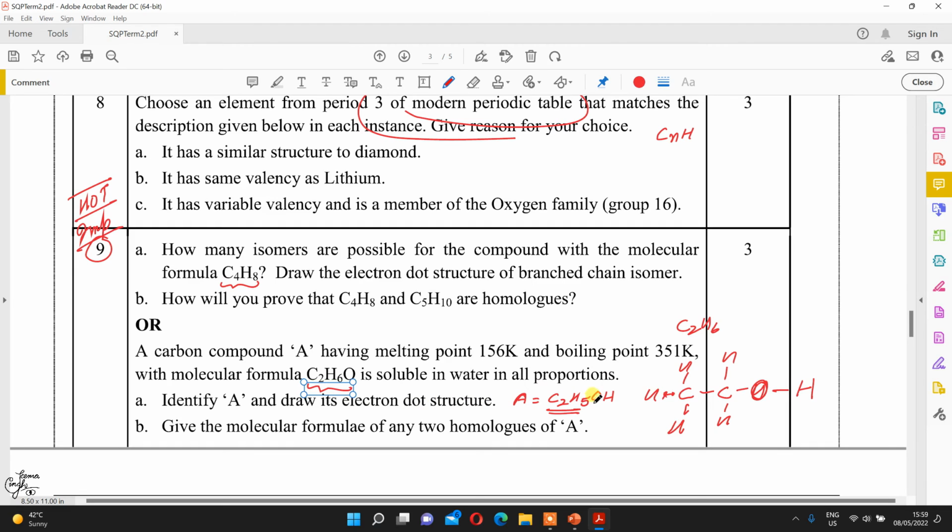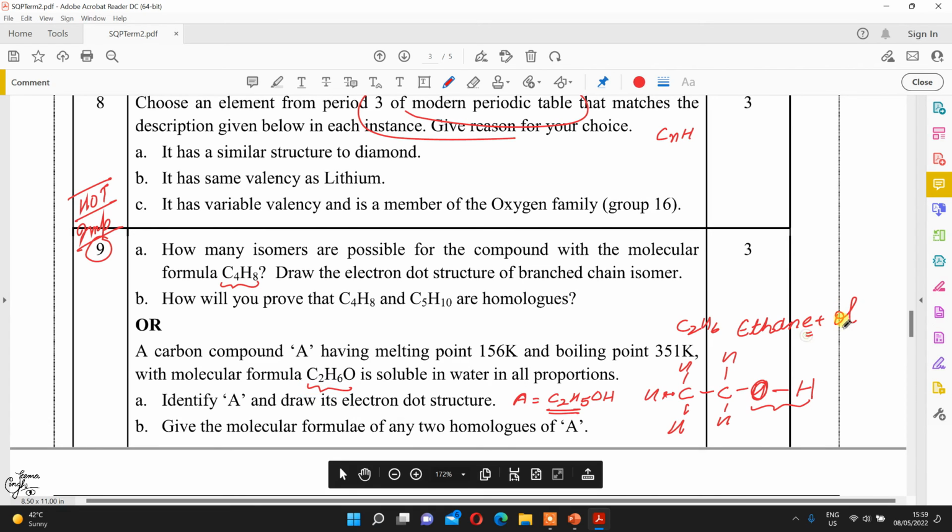It is called ethanol. Two carbon atoms means eth. All carbon-carbon single bonds, ane. The suffix for the OH functional group is ol, alcohol. Now this is a vowel followed by a vowel, so we drop the first vowel and the name is ethanol, right? So identify A: it is C2H5OH, ethanol, and draw its electron dot structure. You've done the first part.